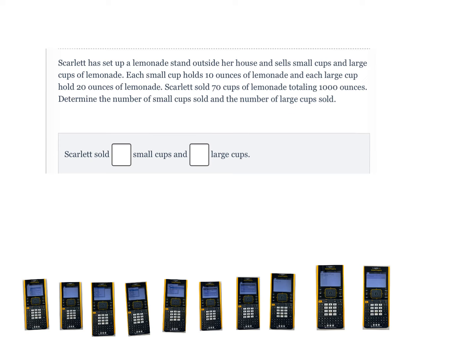Okay, so first thing we need to do is set up our system of equations. And the first thing we know is that she's selling small and large cups and they add up to 70. Okay, so in our system of equations, we're going to have some small cups and some large cups, and it's going to equal a total of 70.